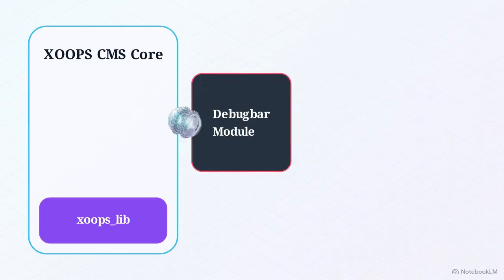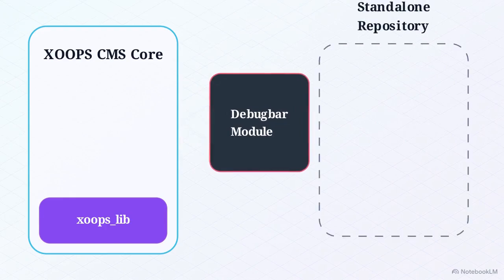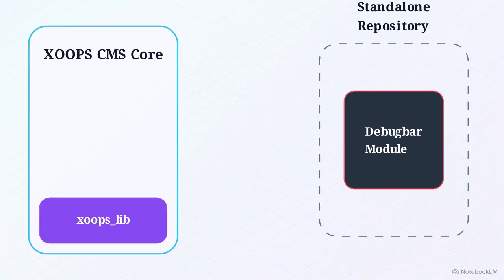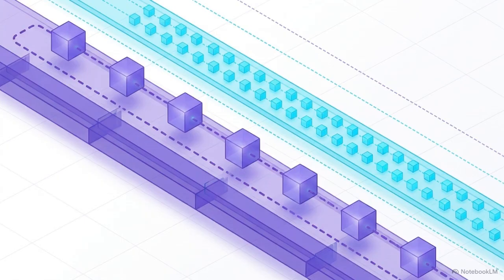To resolve this, 2.7.1 extracts the debug bar module. Watch as it detaches from the core and moves into a standalone repository. The underlying PHP debug bar library remains bundled in XOOPS lib. This thin tether ensures users avoid a secondary composer installation. This specific extraction allows the development team to push updates to the debugging tool immediately, rather than waiting for a full core release cycle.